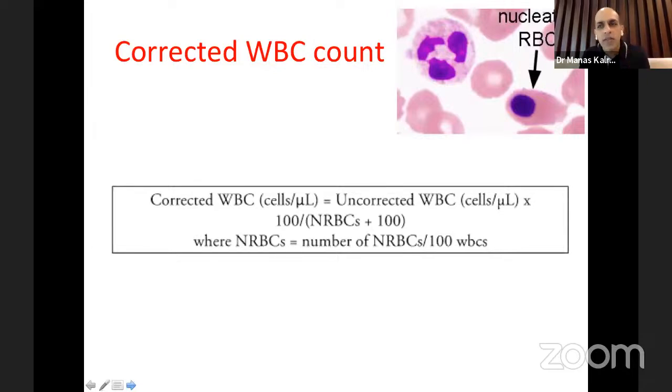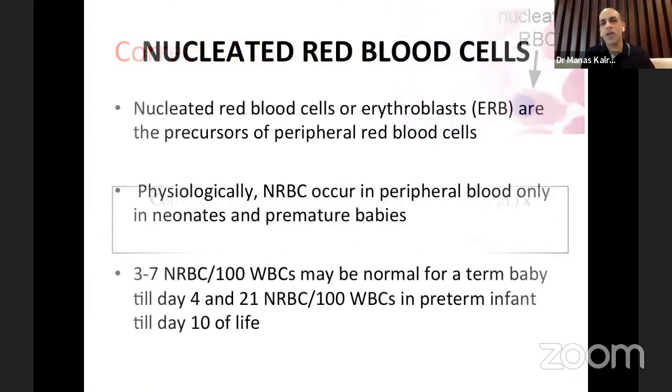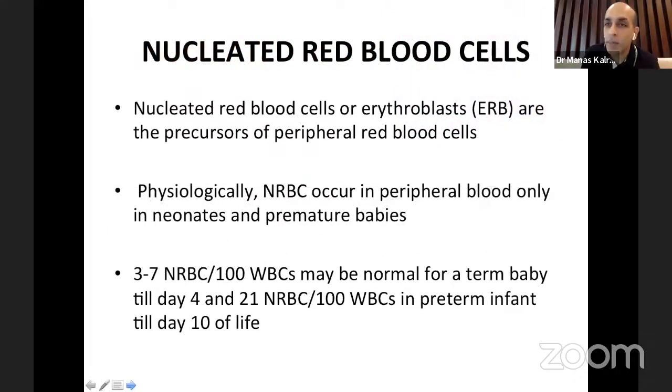Now, there are formulas available, and some of the fancy machines will calculate it. They will also look at nucleated RBCs and give you the value. So this is again a new parameter, nucleated RBCs, and this comes very handy because somebody will already calculate it and give it to you, and your life is easy, and you don't have to sit and calculate how much nucleated RBCs is to WBCs present.